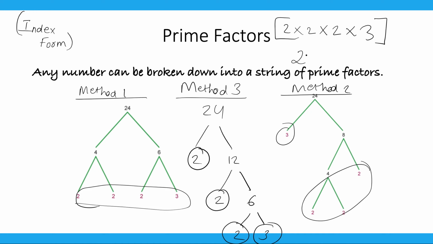It is repeating 3 times, so we write a small 3 at the top, multiplied by, there's a 3 over here, so let's write 3. How many times is 3 repeating? It's repeating once, so we can just leave it like that. So our index form would be 2 cubed multiplied by 3.